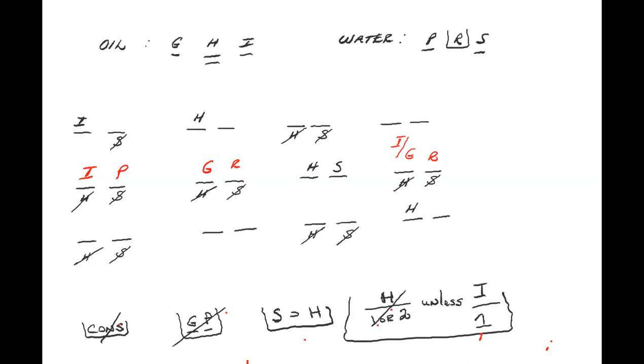So which one of the following could be true? A, G is the first week. No. B, H is the second week. No. C, H is the fourth week. No. D, I is the second week. No. E, I is the fourth week. Yes, that's the answer. So we have that. Now we have one more, and then we're done.